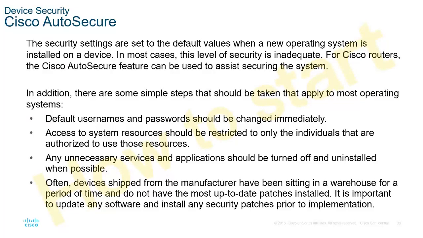Cisco recently acquired this AutoSecure feature where we can set certain criteria, like making sure default usernames and passwords are changed immediately, and that access to system resources is restricted. These are common steps we should look at with AutoSecure. Making sure that all services and applications are turned on as appropriate. If they're not being turned on appropriately, turn them all off. Only have the services and applications that are needed running.